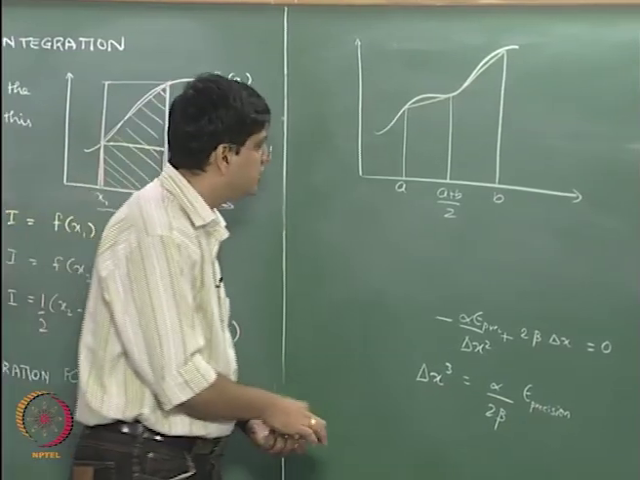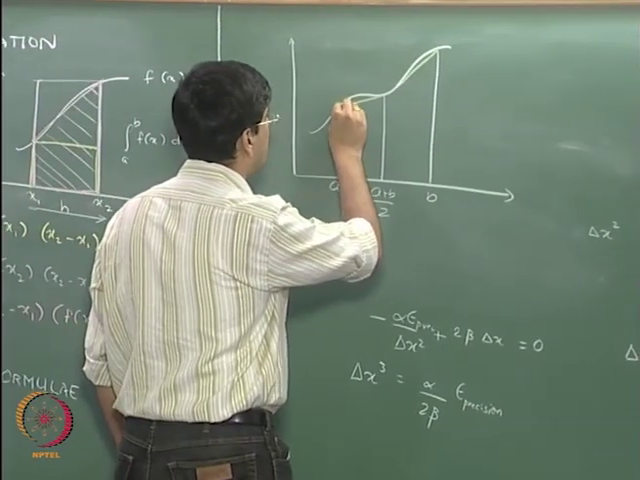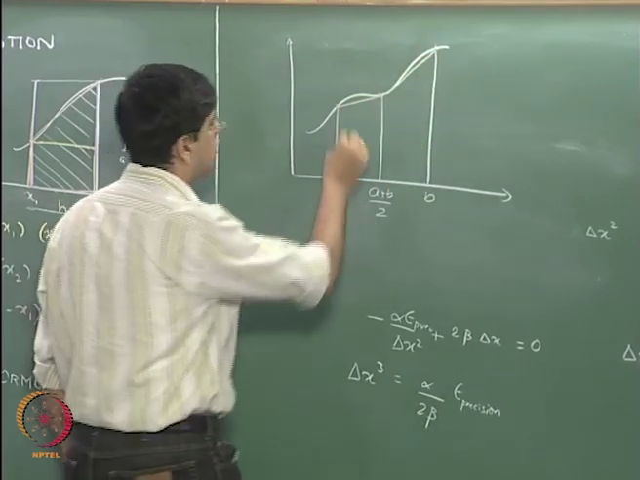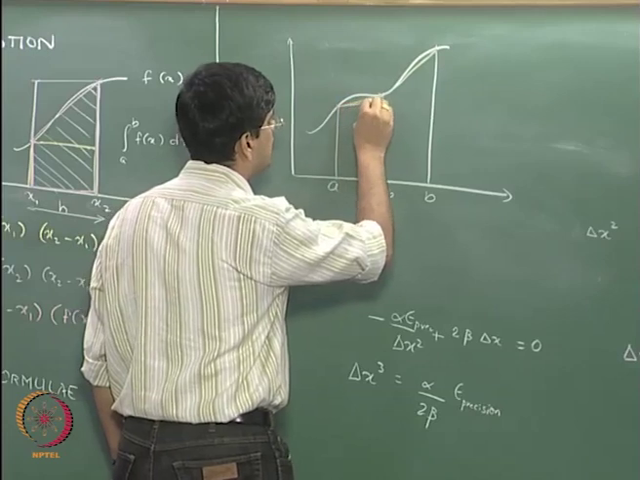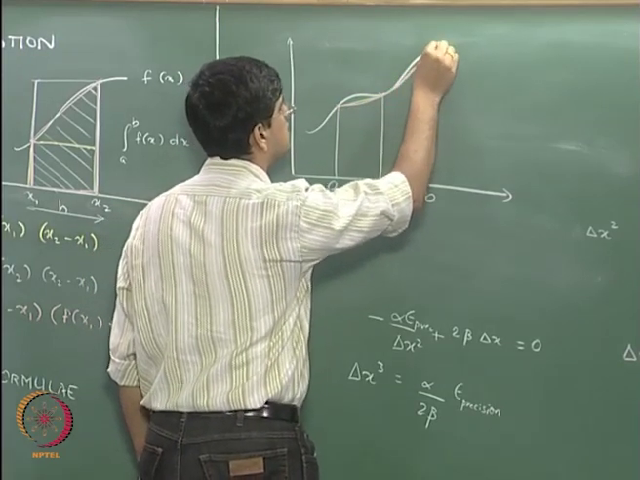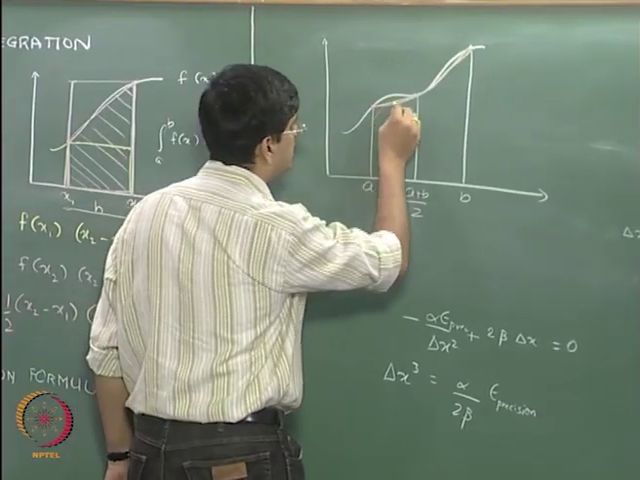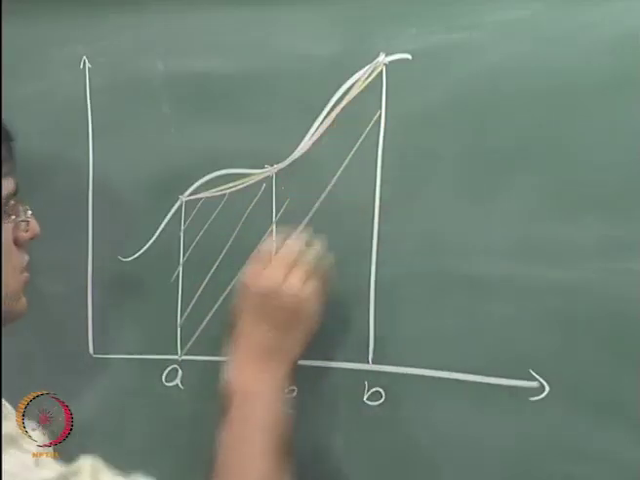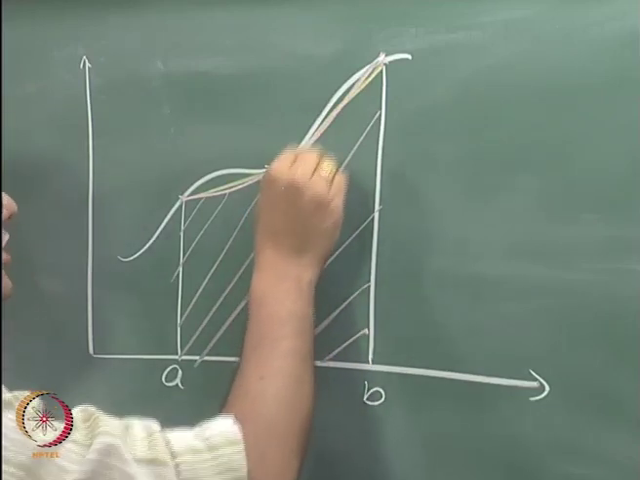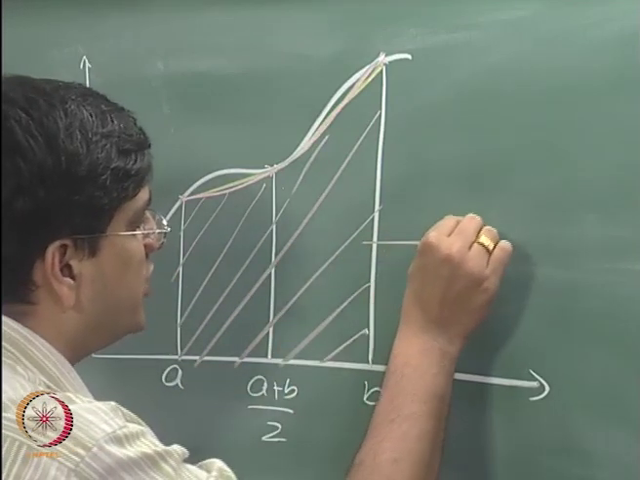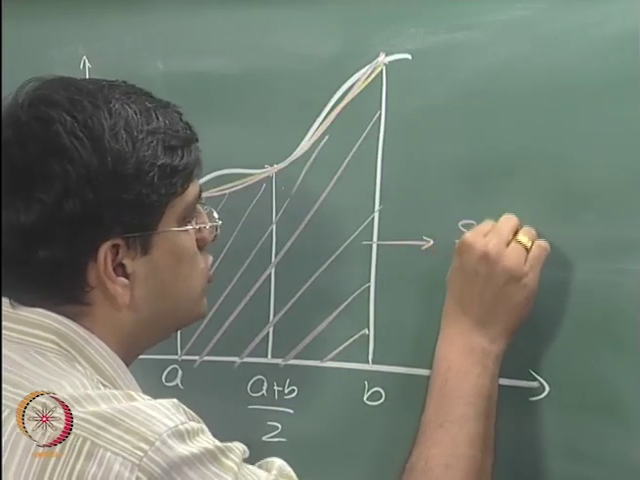The other alternative is to connect these 3 points with a second order polynomial curve, and that second order polynomial curve is probably going to look like this, and so the area under the red curve can be obtained as a better approximation of the true area, and this particular method will be known as Simpson's 1/3 rule.